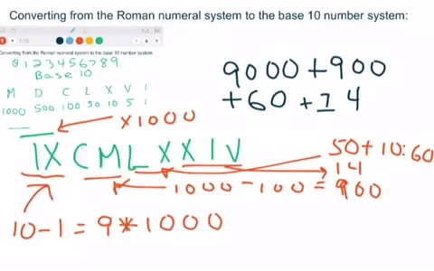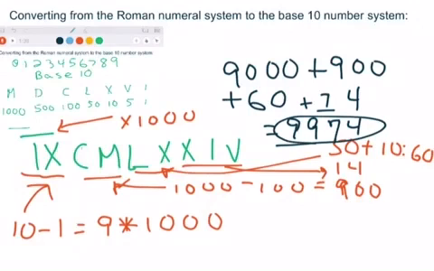Now I can add all of these numbers together to figure out my solution in base 10. 9,000 plus 900 plus 60 plus 14 equals 9,974. This concludes our example. I hope you found it helpful.